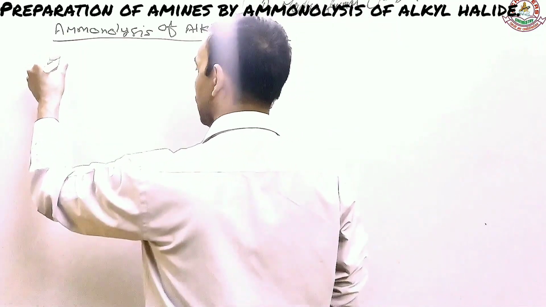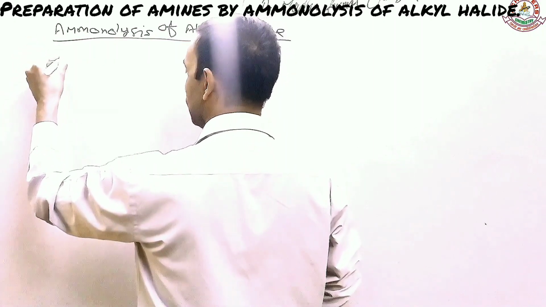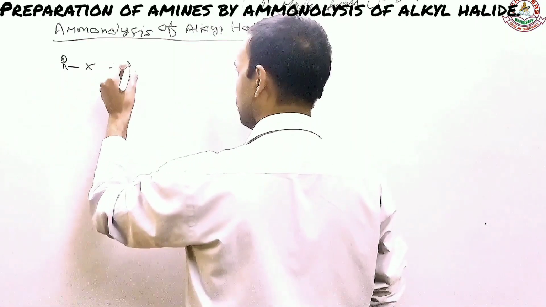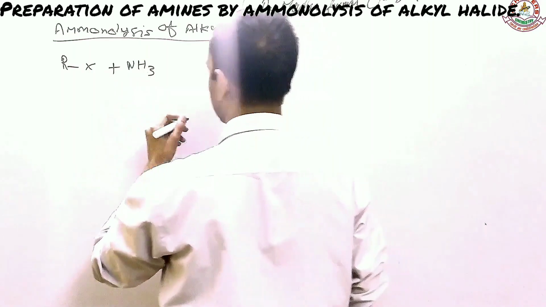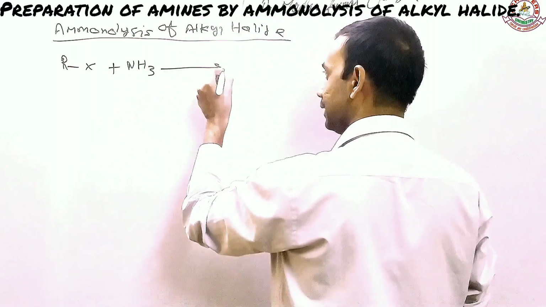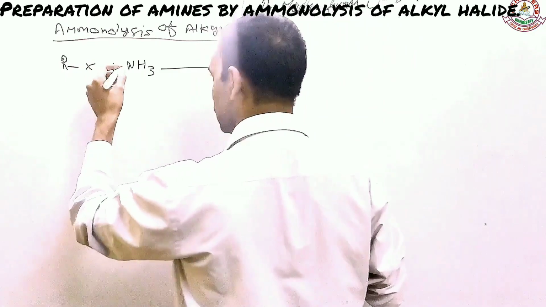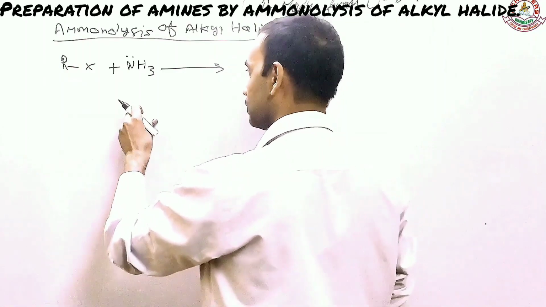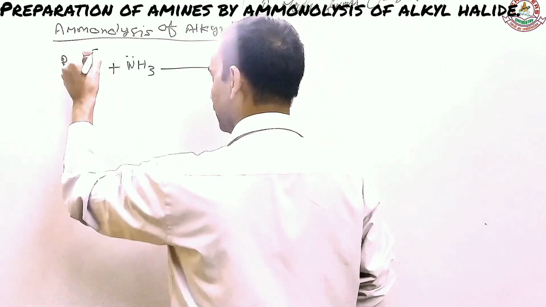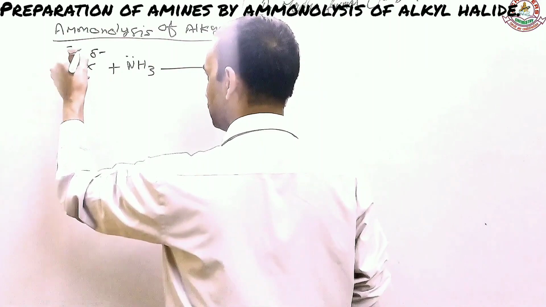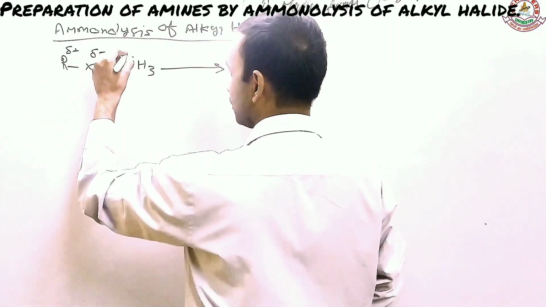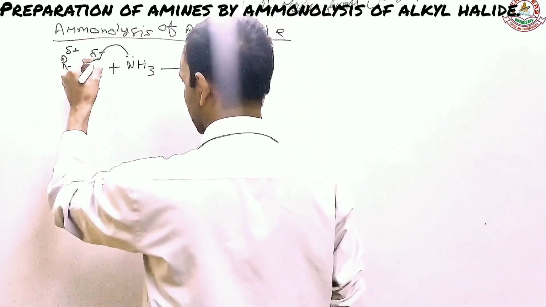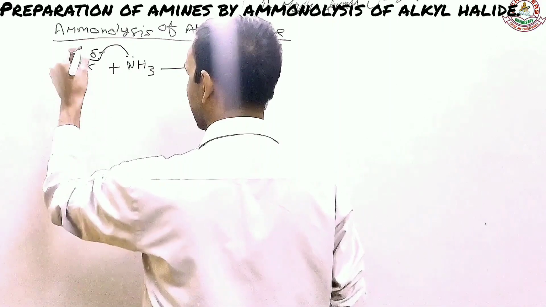You have an alkyl halide here, and the alkyl halide is treated with ammonia. When it is treated with ammonia, what happens? You know that ammonia has a lone pair, and this alkyl halide is a polar substance. Because this has a partial negative charge and this has a partial positive charge, this forms a bond with the alkyl group.